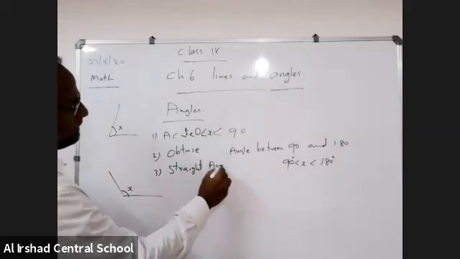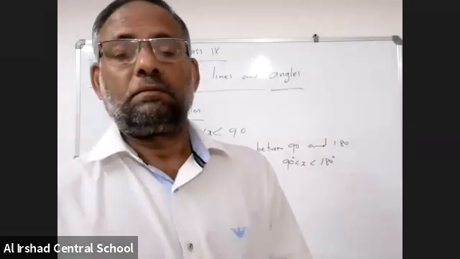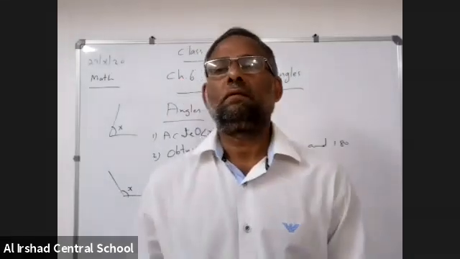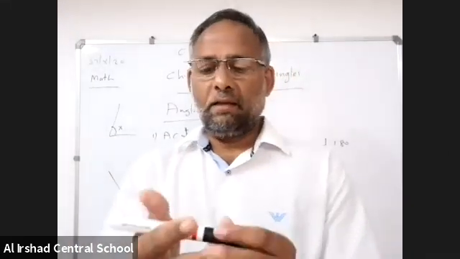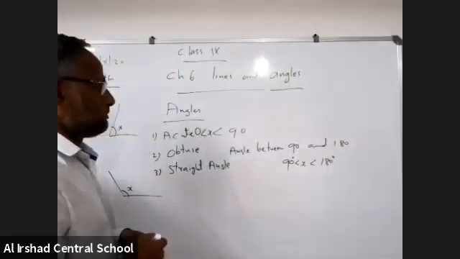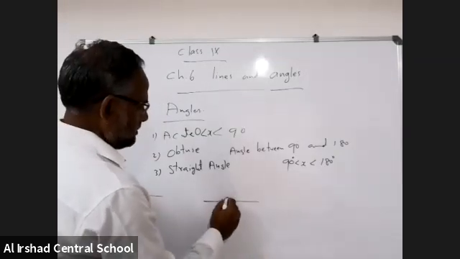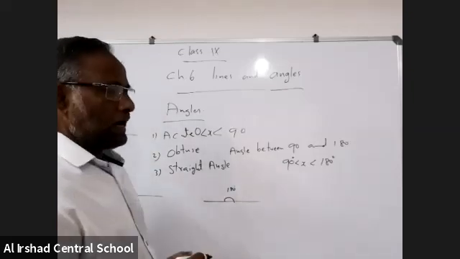Straight angle. What do you mean by straight angle? Straight angle means 180 degree. A line here, suppose here, 180 degree. Any line. Look, this is a line, 180 degree. This is called straight angle.